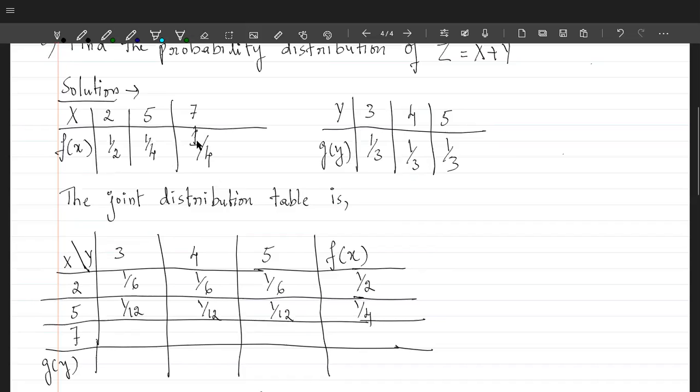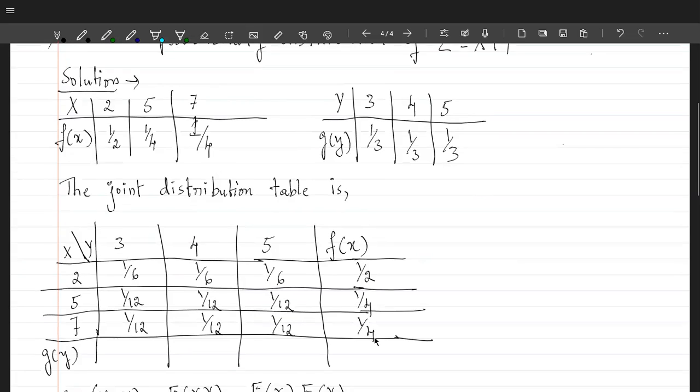Next I have when x is 7, that is 1 by 4. 1 by 4 multiplied with 1 by 3. Then 1 by 4 again multiplied with 1 by 3. Again the same thing. So here I get 1 by 12. Then I get 1 by 12 and 1 by 12. So if you add up the values here, you get 3 by 12. 3 by 12 is equal to 1 by 4.